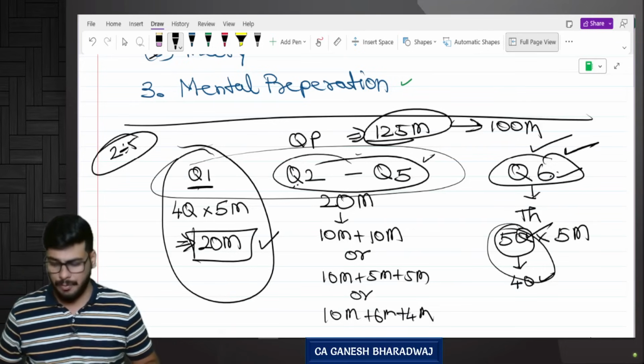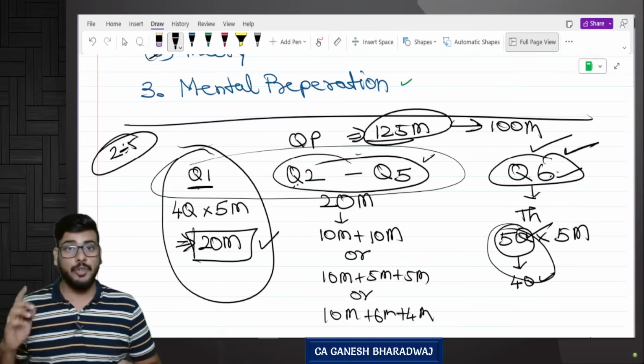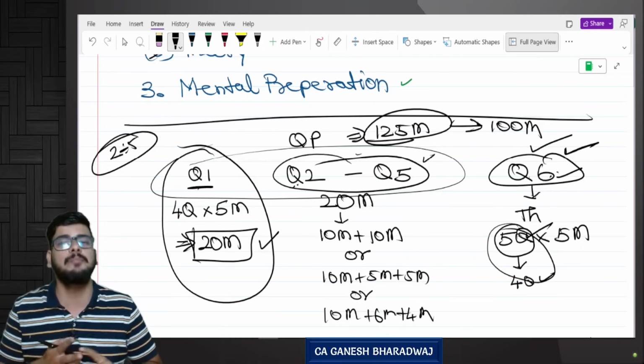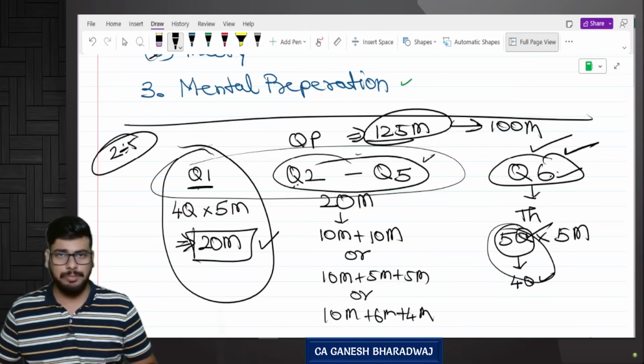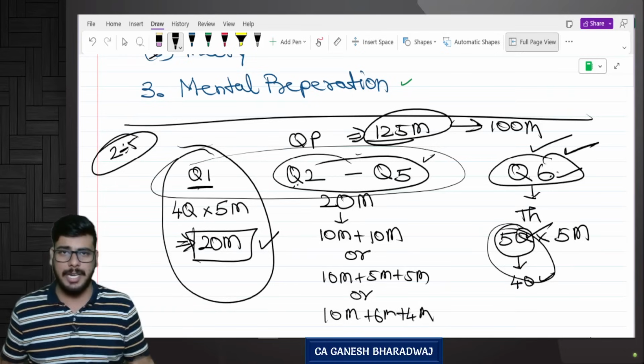Don't ever do that. Clear with this? Now, sir, right, should I prepare for theory? Absolutely yes. Should I write the theory in the exam? Wait, I will tell you. Now a few possible scenarios.